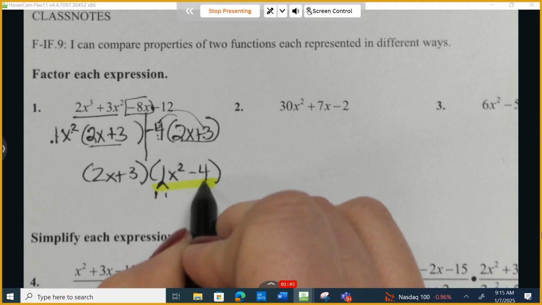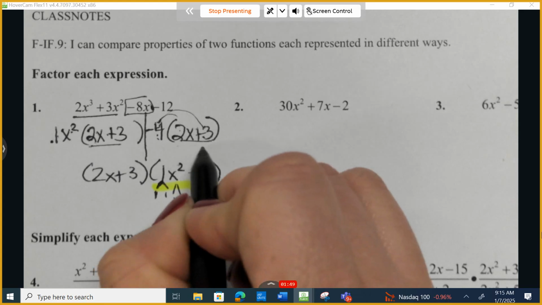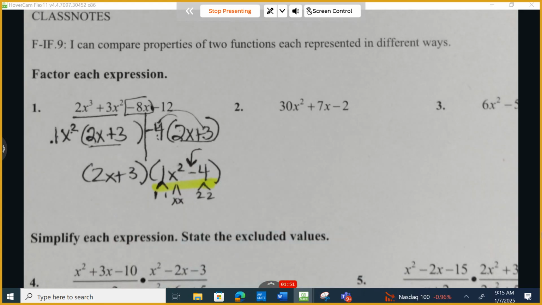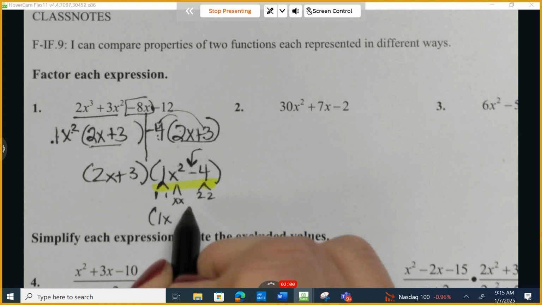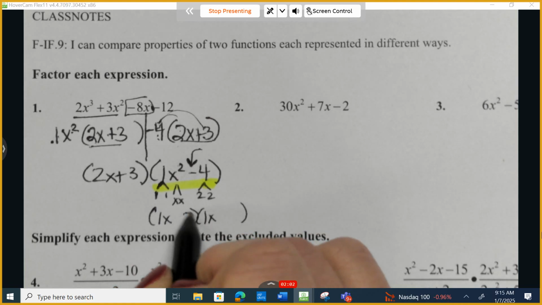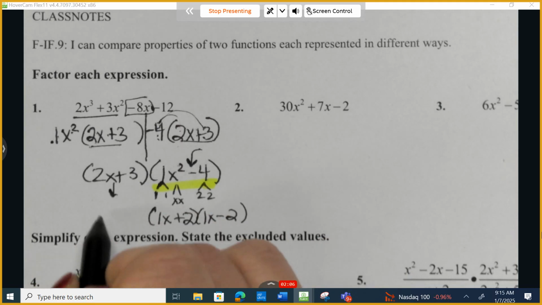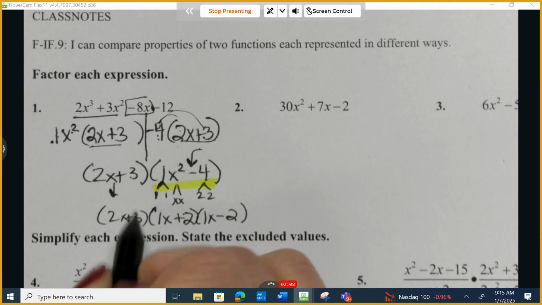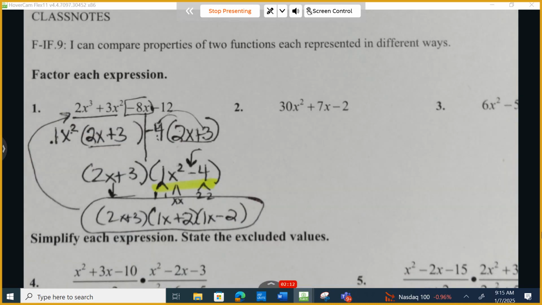1 breaks into 1 and 1, 4 breaks into 2 and 2, x breaks into x and x, and we can only do this with the difference of squares when each one breaks down and we have subtraction in between. So this second set breaks into 1x's in the front, 2's in the back, one group has addition, one group has subtraction, and then don't forget to bring down the 2x plus 3. This is considered fully factored. It's equivalent to this original expression.